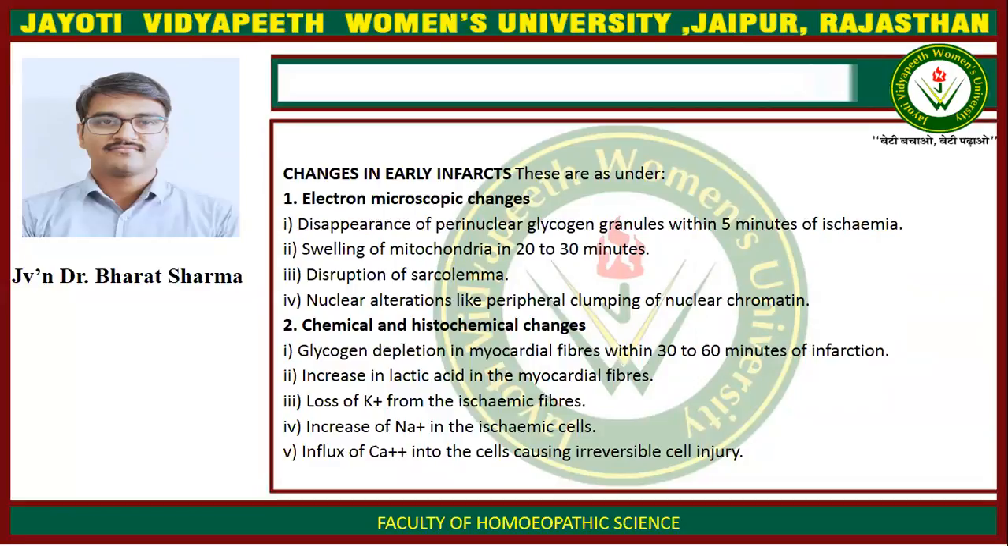Second is chemical and histochemical changes. Glycogen depletion in myocardial fibers within 30 to 60 minutes of infarction, increase in lactic acid in the myocardial fibers, loss of potassium from the ischemic fibers, increase of sodium in the ischemic cells, and influx of calcium into the cells, causing irreversible cell injury.